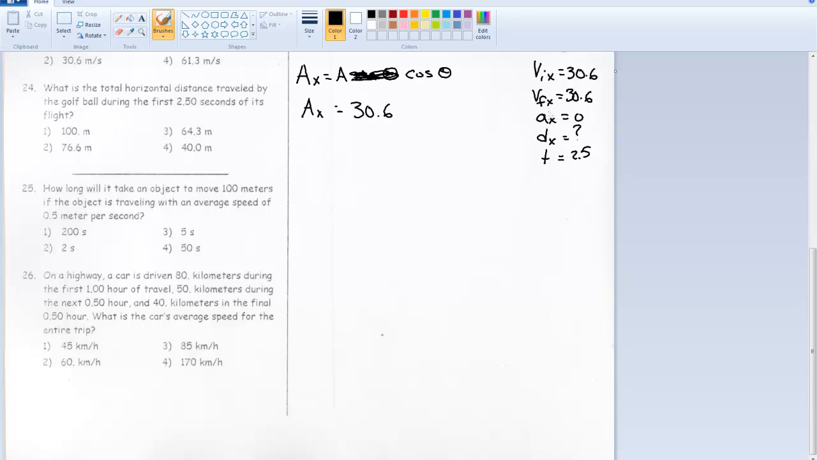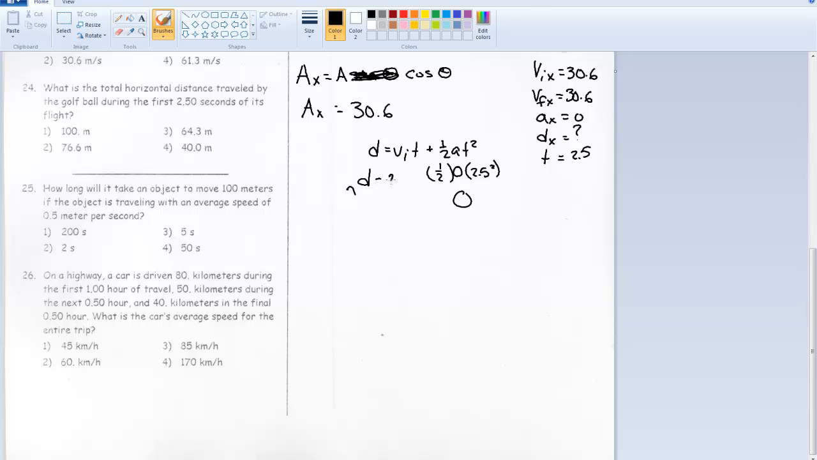So we have a formula to solve for D. So we can use D equals VIT plus 1/2 AT squared. Right, in this case, since A is 0, 0 times 2.5 squared times a half, it's just going to be 0. So this whole chunk is just going to drop off. So really you just got to look at this here, D equals VIT, when we're talking about the horizontal direction.